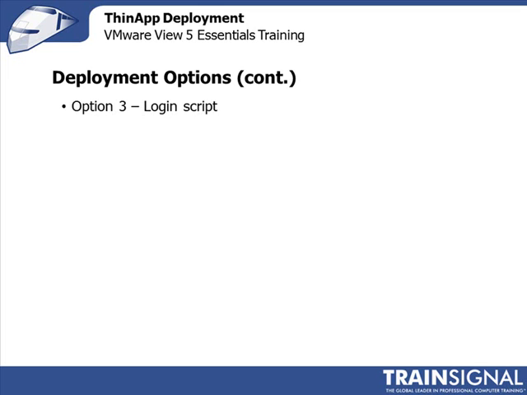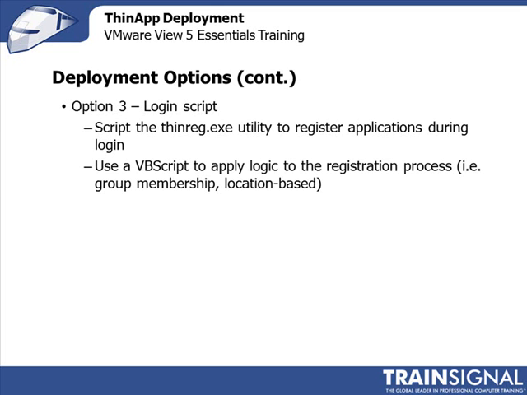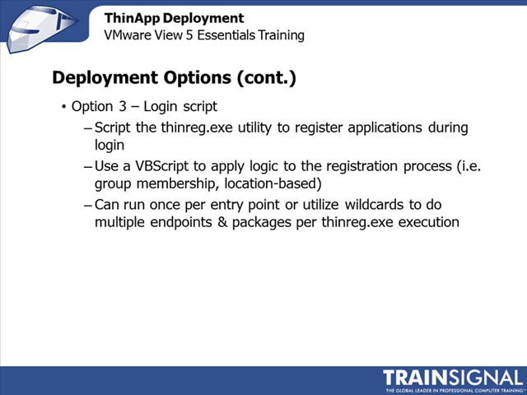The third option is to use the login script. To do this, you'll utilize the ThinReg utility and register it during the login. I recommend using VBScript so you can apply a more robust layer of logic to the registration process, being able to use all sorts of variables, such as group membership and location information of the end user. In this login script, you want to make sure to run it for each entry point, or if you want to run it for all entry points, you can utilize wildcards. ThinApp will traverse all of the folders the user has access to when using wildcards. So this allows you to use security of the directories and tell it to simply register everything within a network directory.